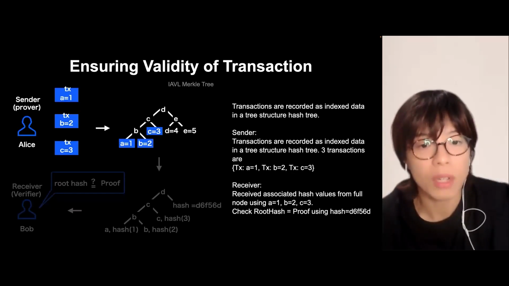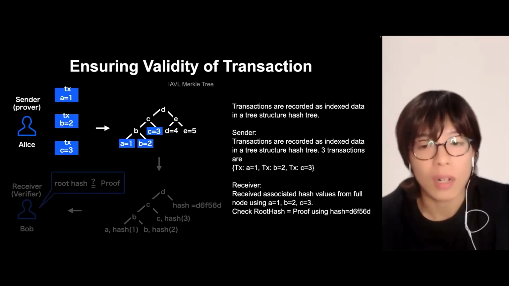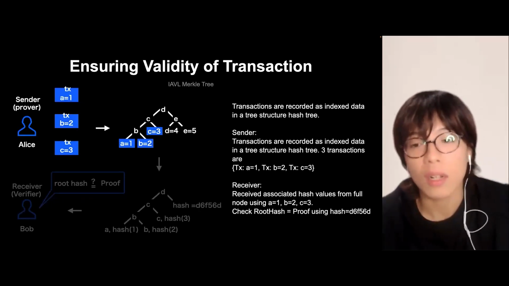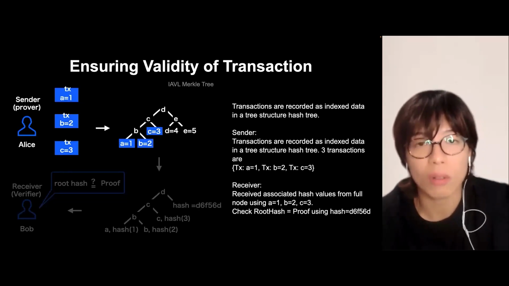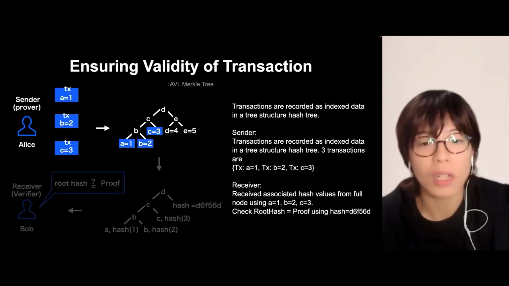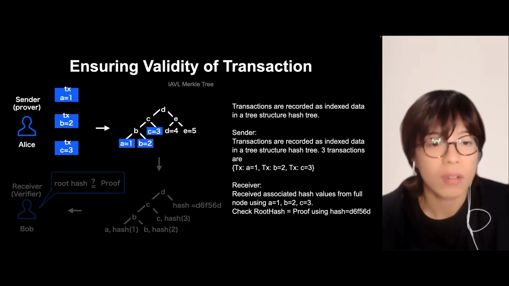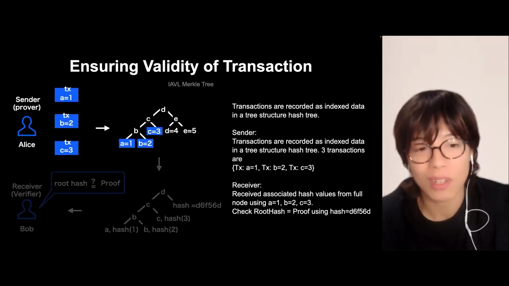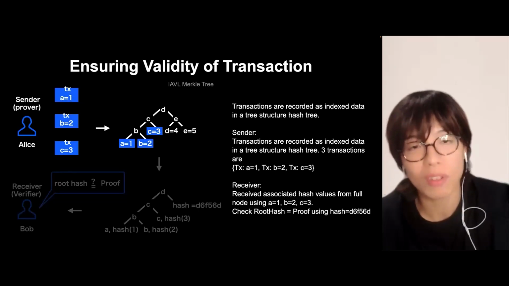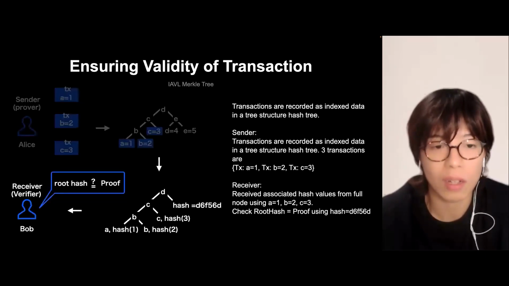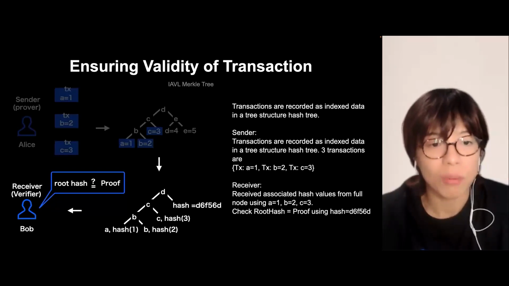For the efficiency of the operation, the data structure used is the IAVL Merkle tree. Each individual transaction is indexed and stored, for example from Alice to Bob. Suppose that there are three transactions: A equals 1, B equals 2, C equals 3 will be stored.